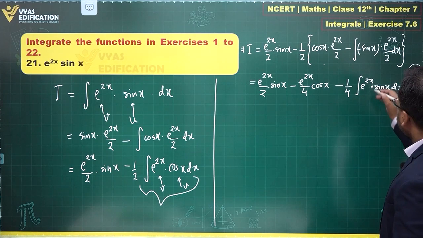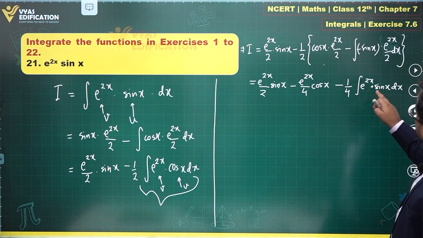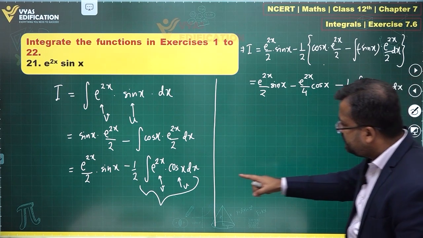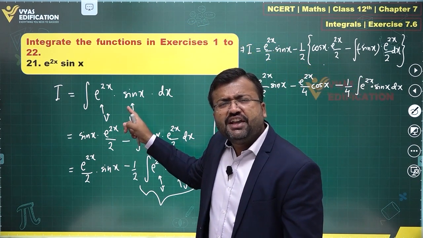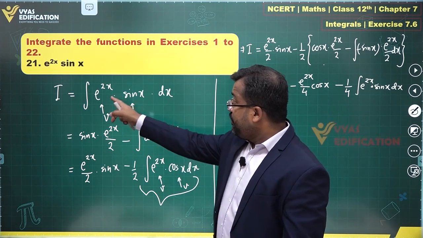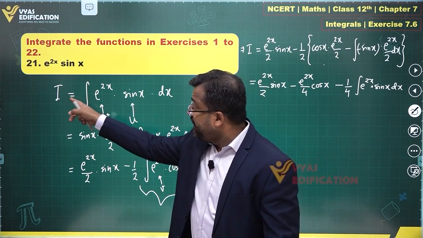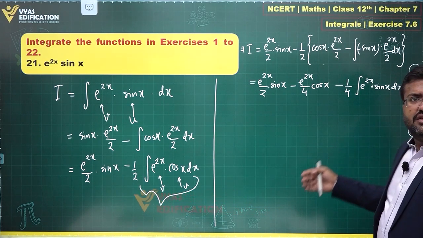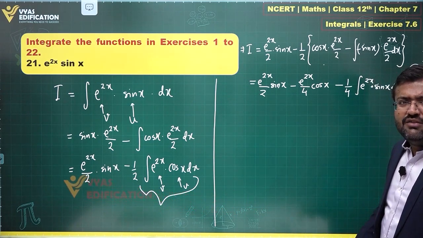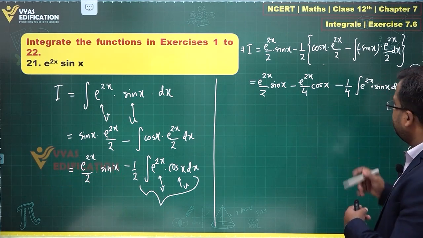Once you observe this, this is e power 2x times sin x, and once again I reach an integral of this form, or is it exactly same? E power 2x times sin x dx. This is integral, and this integral has been called I. We have reached that same stage. Are we moving in a circle? No, actually we have reached a conclusion at this stage.